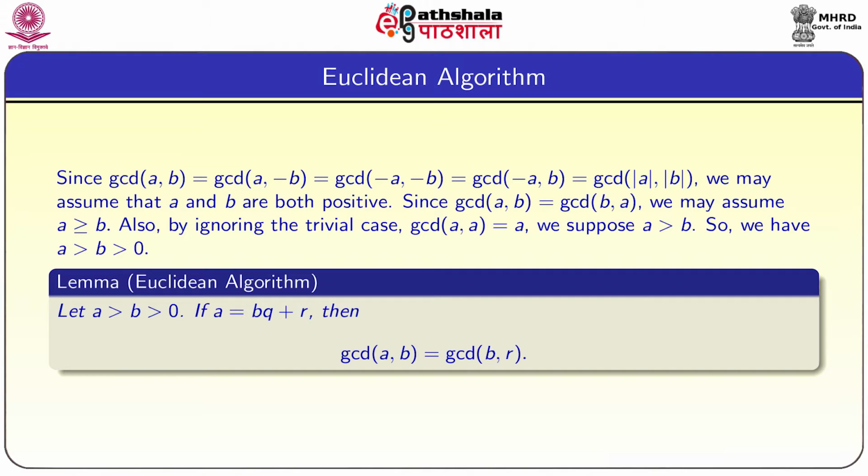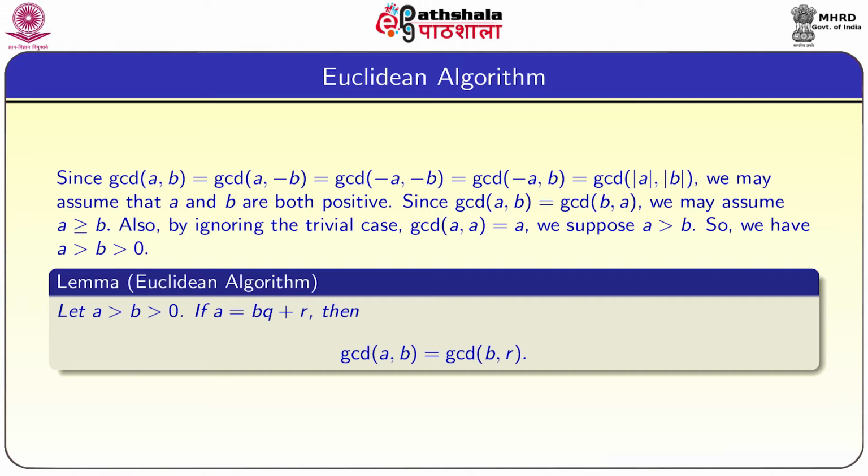So, now our problem of finding GCD of two numbers boils down to just finding GCD of two integers a, b with a greater than b greater than 0. If you are able to find GCD of a, b with this condition a greater than b greater than 0, then we can find GCD for any two integers.